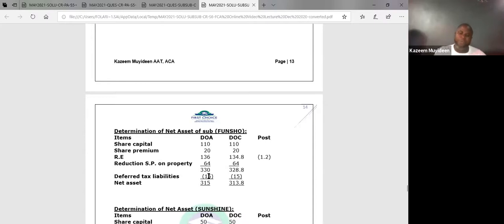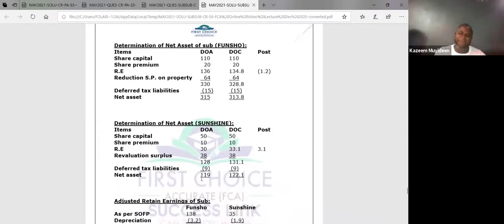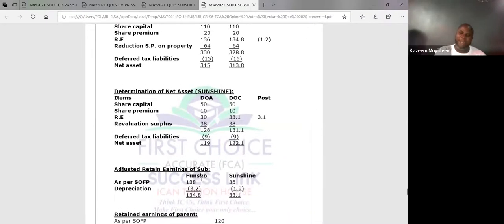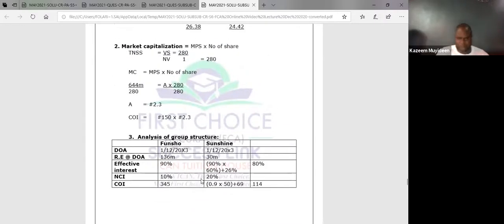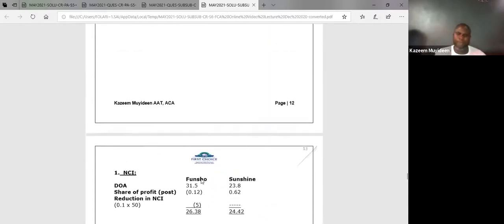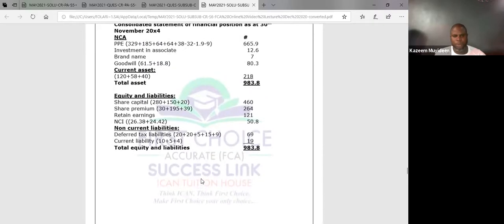What do I do to the 50? I've debited reserve. I will now credit deferred tax liability. I will go up and credit my deferred tax liability by adding to the deferred tax. Deferred tax liability, 15.